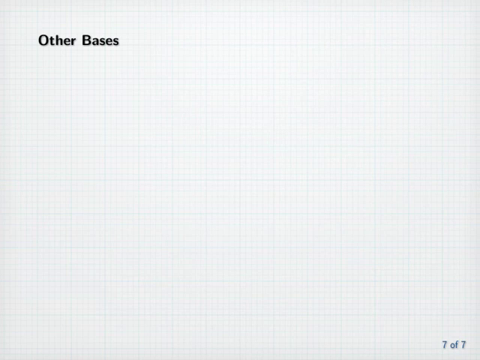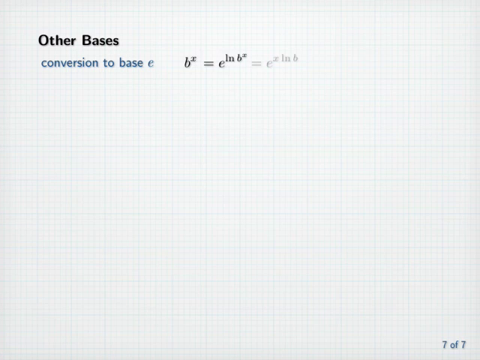Other bases. The key to differentiation and integration of exponential functions with bases other than e is a simple way of converting such functions to base e. For a positive base b, b to the x can be rewritten first as e to the natural log of b to the x, and then by a property of logarithms that can be written as e to the x times natural log of b, which we already know how to differentiate.